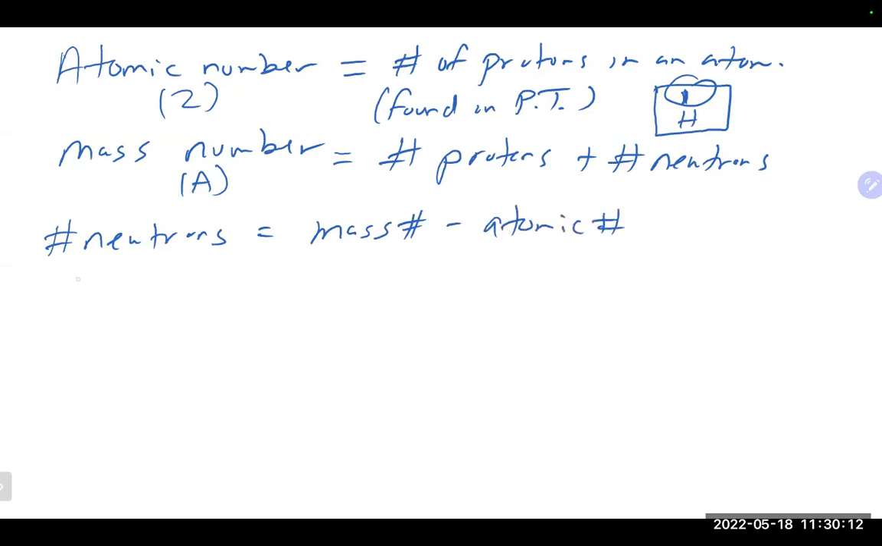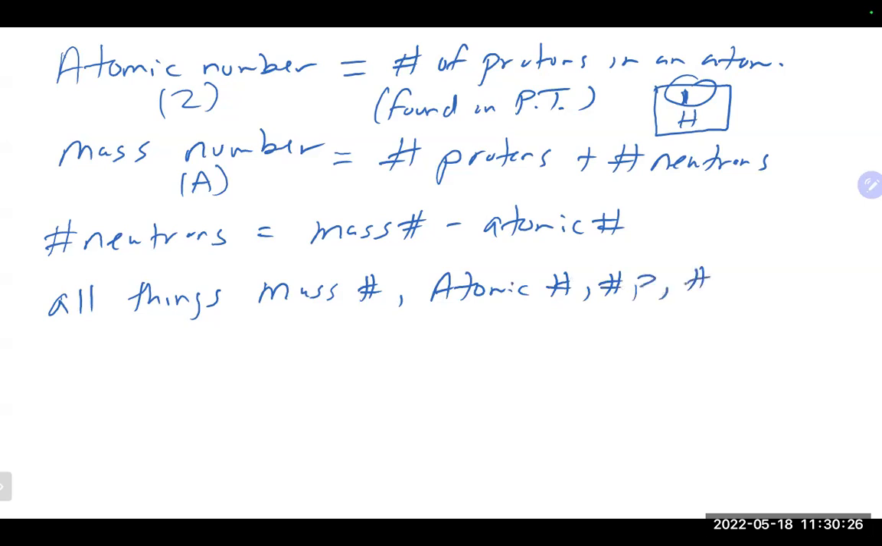And it's important to remember that all those things, right? The mass number, the atomic number, the number of protons, number of electrons, and number of neutrons are all positive whole numbers.